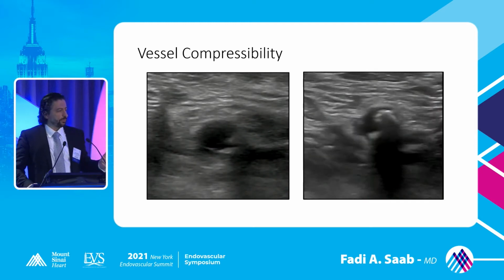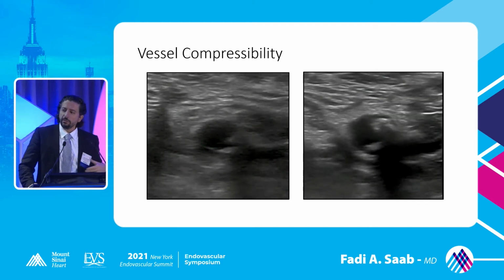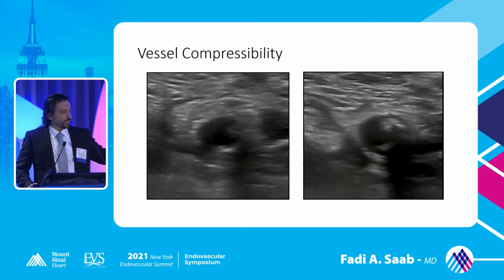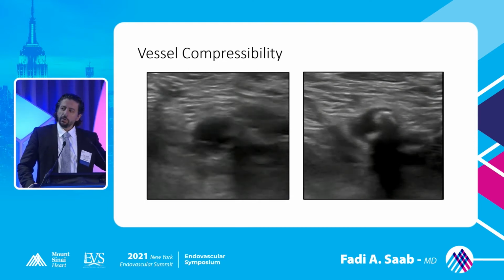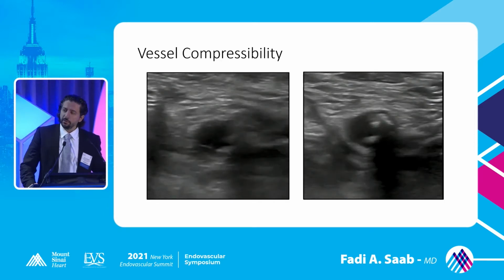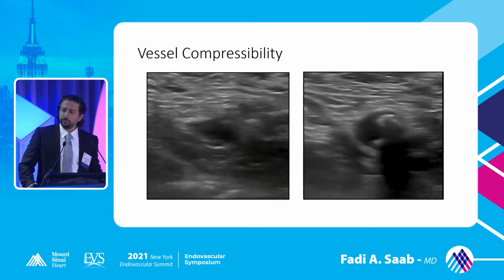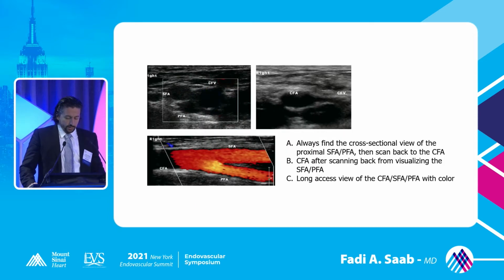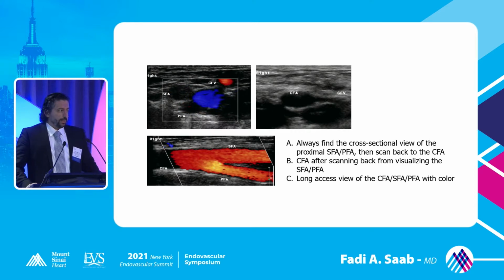This is an example. On the right-hand side, you can see that there's a non-compressible area between 11 o'clock and 7 o'clock. On the left-hand side, it is a compressible vessel. So you're not going to be able to access the vessel on the right side blindly, except at 11 o'clock. So basically, you need to access it there, and that's important. Not all vessels are healthy, especially in CLI.